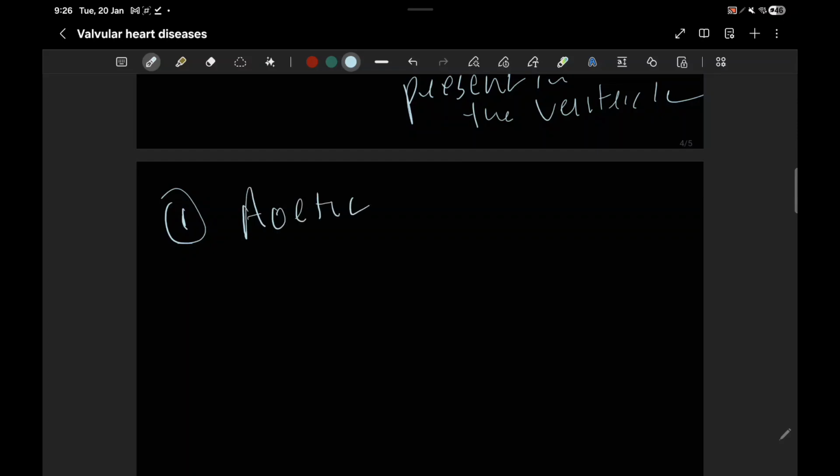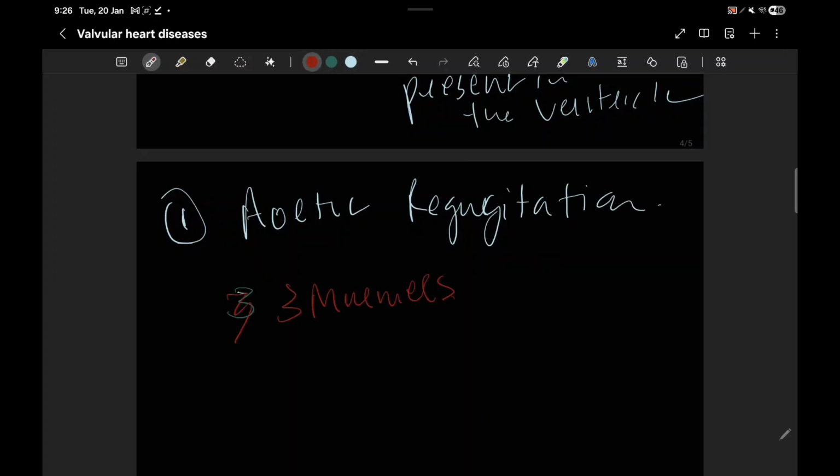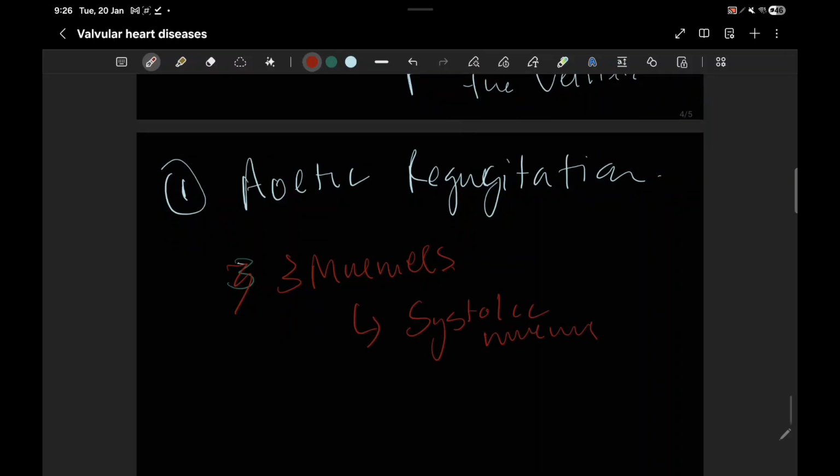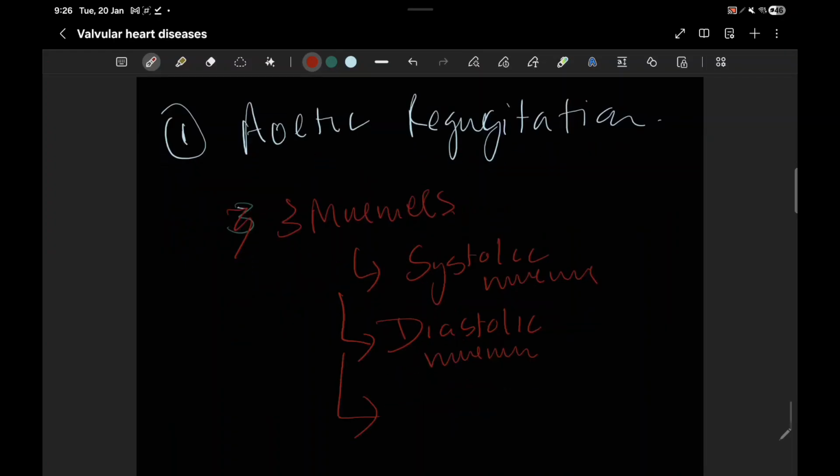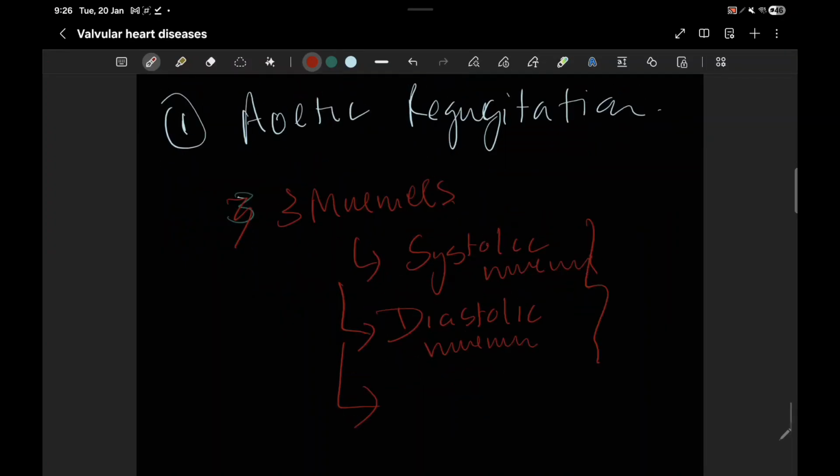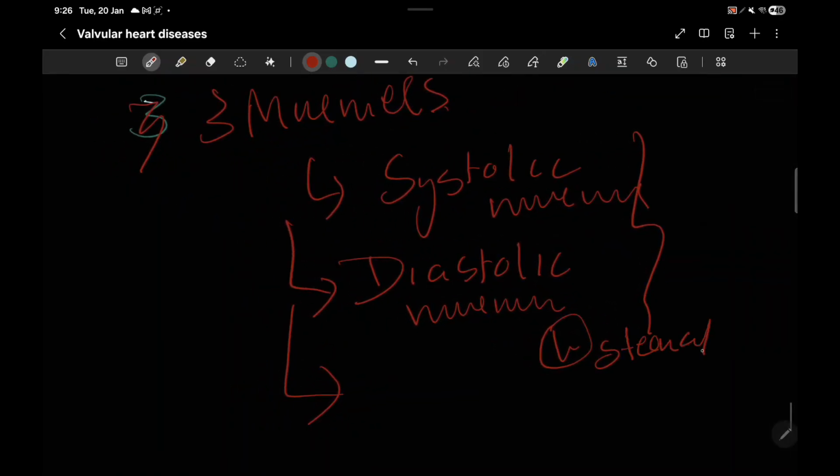What happens in aortic regurgitation? There are three murmurs that are heard. What are the three murmurs? There is a systolic murmur, there is a diastolic murmur, and both of them are heard over the left sternal border of the heart.